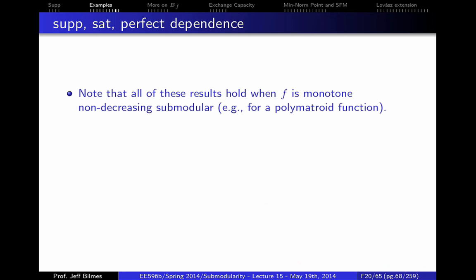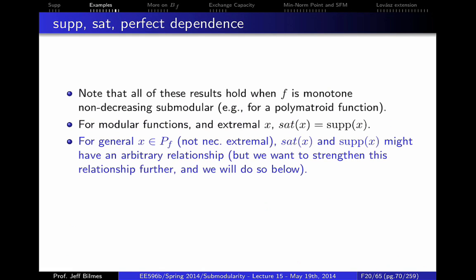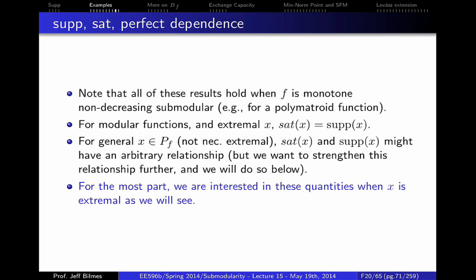So this is now all for polymatroid functions. For modular functions, they're the same, as we said. And then for x, when we're not extremal, then the relationships don't really make sense. I mean, this is all for extremal points. But as you'll see, it's really the extremal points, or near the extremal points, or on the base. That's really what we care about, as you'll see for algorithms.